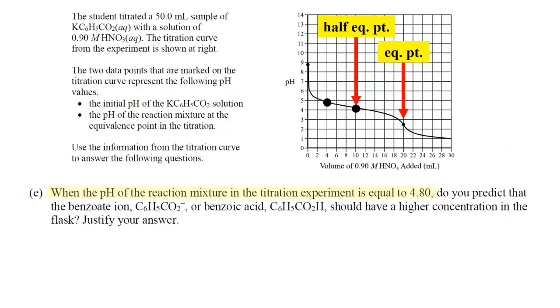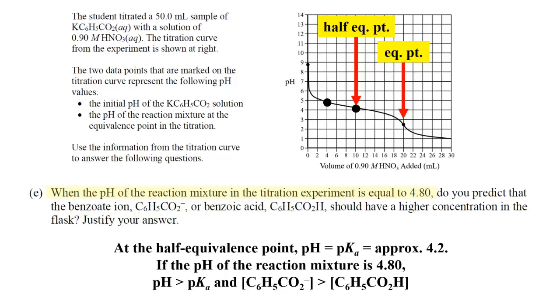So now back to part E. At the half equivalence point, pH equals pKa. And looking at the y-axis, you can see that's around 4.2 would be the pH at the half equivalence point. So pH equals pKa. At the half equivalence point, that would be around 4.2.